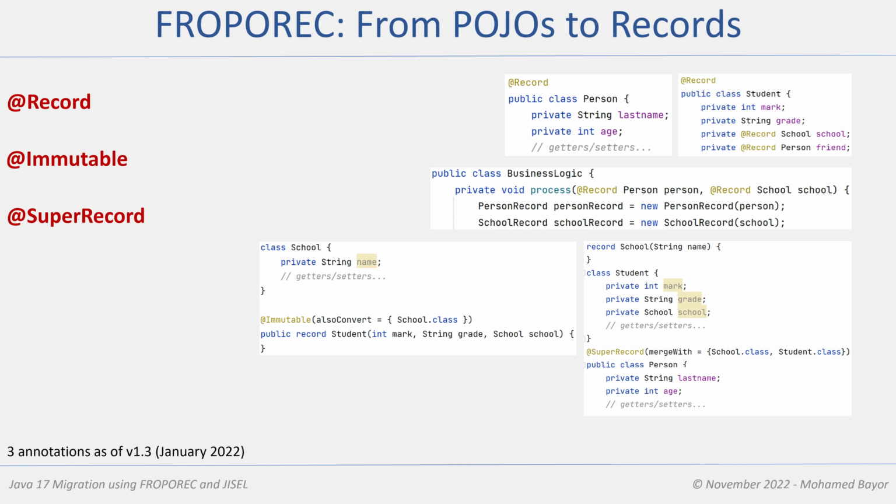Froporec provides annotations which can be used on your existing POJO classes. Once you apply the annotations and run your project's compilation, Froporec then generates a record class for each one of the POJO classes which you annotated.